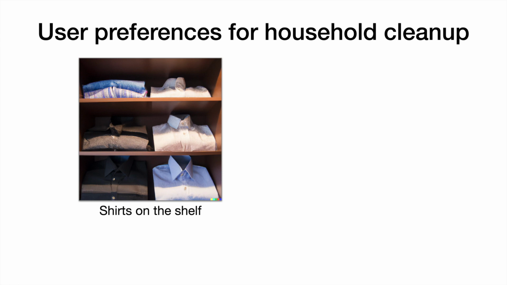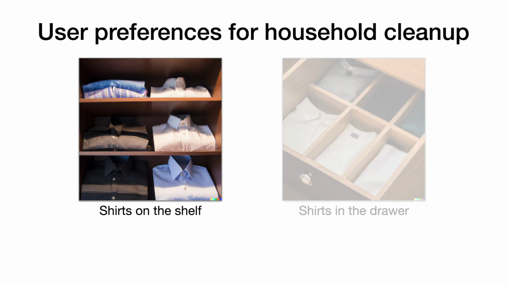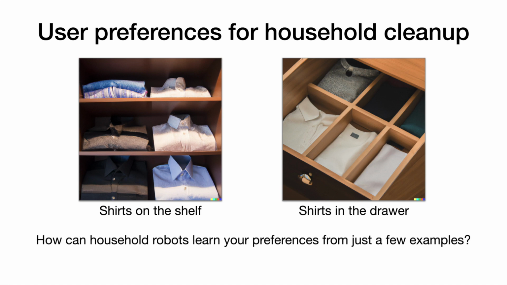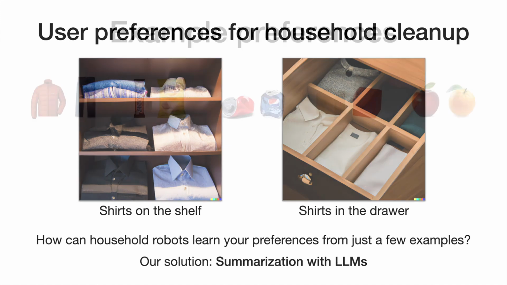One of the key challenges here is that people can have very different preferences. For example, I might want shirts to go on the shelf, whereas my friend might want them in the drawer. And so the main question we look at is, how can household robots learn your preferences from just a few examples? Our solution is to use summarization with large language models.